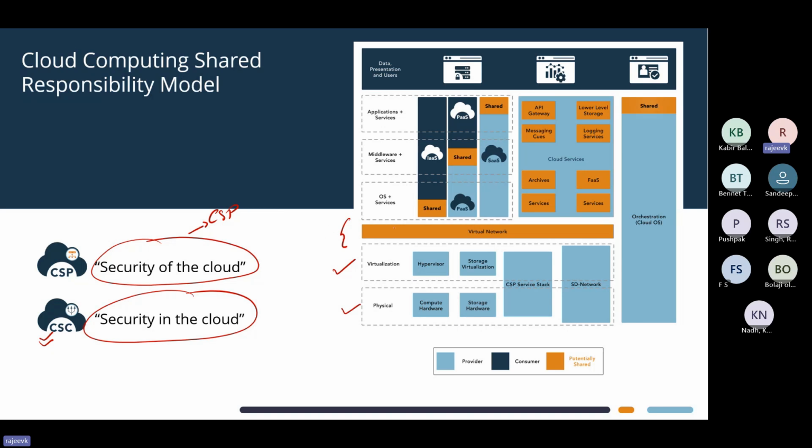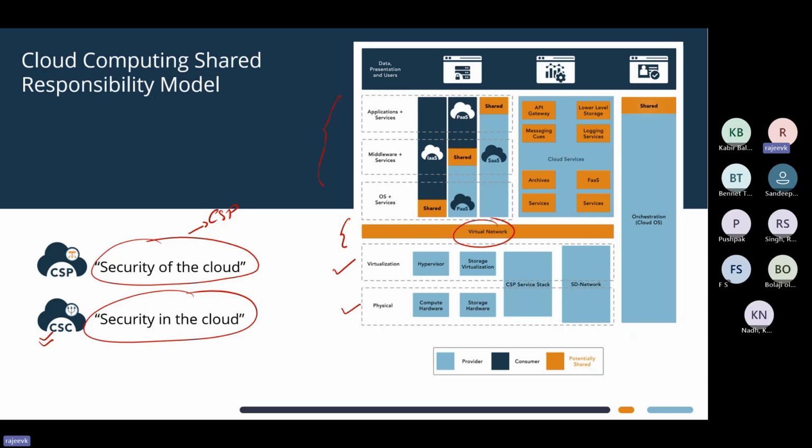Like in infrastructure service, the virtual network is managed by the customer, but in PaaS and SaaS, most probably it is going to be the provider, right? But overall, you have to understand that if you are purchasing that service, then mostly it is your responsibility to manage it. In case of software as a service, definitely most security responsibilities are managed by the provider only, except the interface which is given to you, that is managed by you only, right?